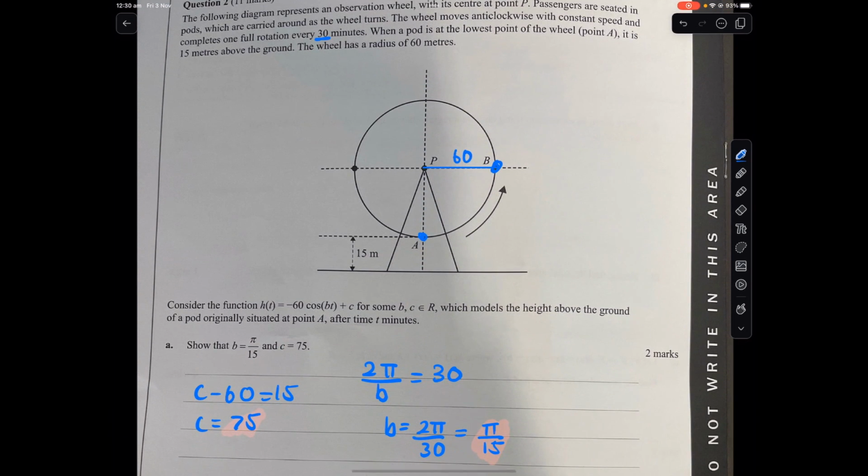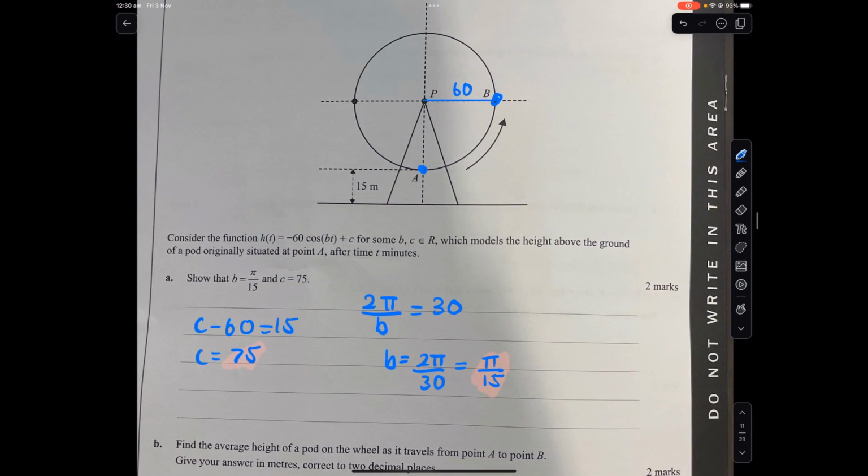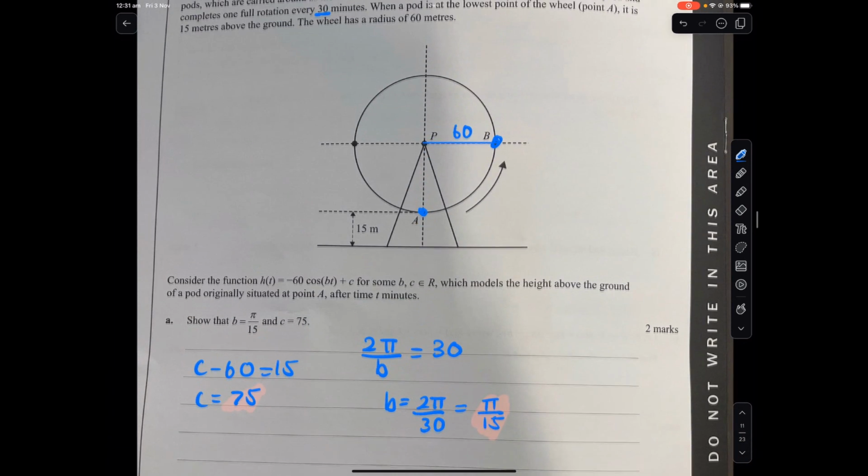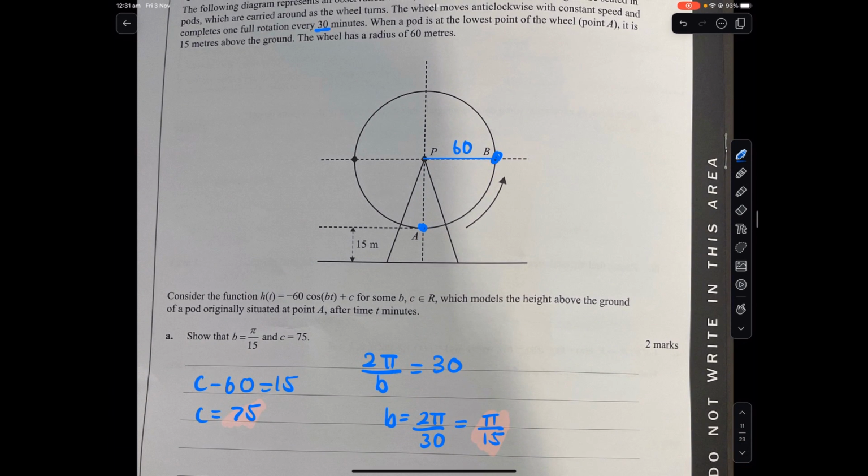Find the average height of the pod on the wheel as it travels from point A to point B, this point B. Okay, so it's gone through a quarter of a rotation. Give your answer to this. Very easy. Well, we know that a full rotation is 30, so a half rotation here is 15 minutes. Then to go over here, it is just 7.5 minutes. Is that right?